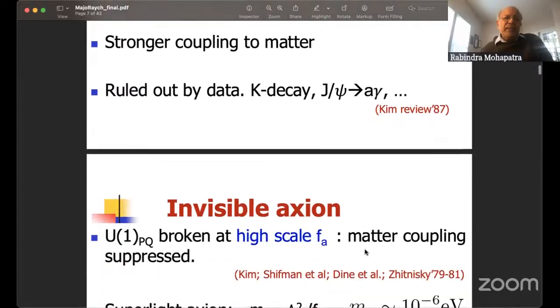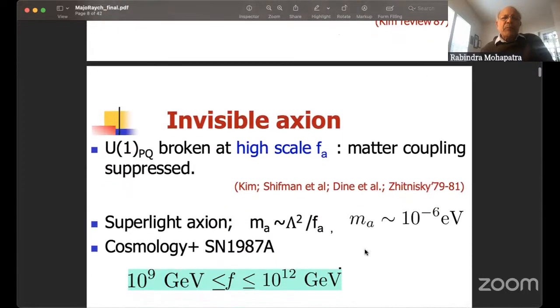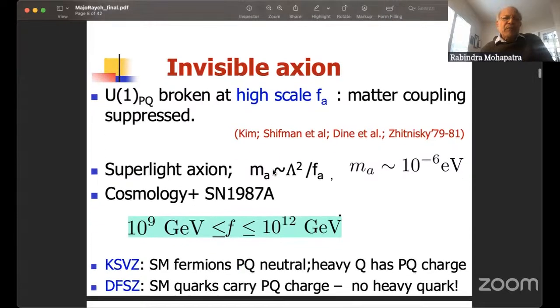So what do you do then? Well, then there are several proposals in the late 70s and early 80s that there is something called the invisible axion, which is that you break the Peccei-Quinn symmetry at a very high scale, F_A. And if this high scale is of the order of 10^9 to 10^12 GeV, which comes from cosmology, supernova, and all those kind of things, then you have a theory where the strong CP problem is solved and it is phenomenologically consistent.